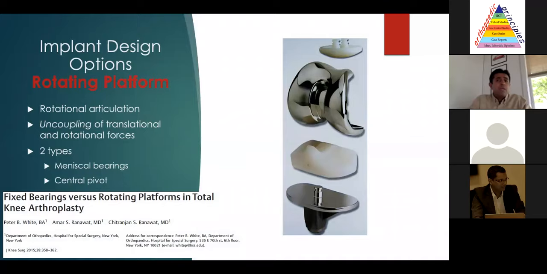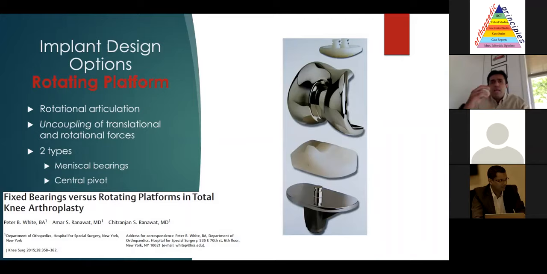What about the so-called kinematically designed implant options? Well, there are several in the market today, and let's look at the design features and then assess them critically. So the first one is the rotating platform. Predominantly, DePuy makes this prosthesis. It's been around for several years now and with some design variations. So it's a rotational articulation between the polyethylene and the tibial base plate.